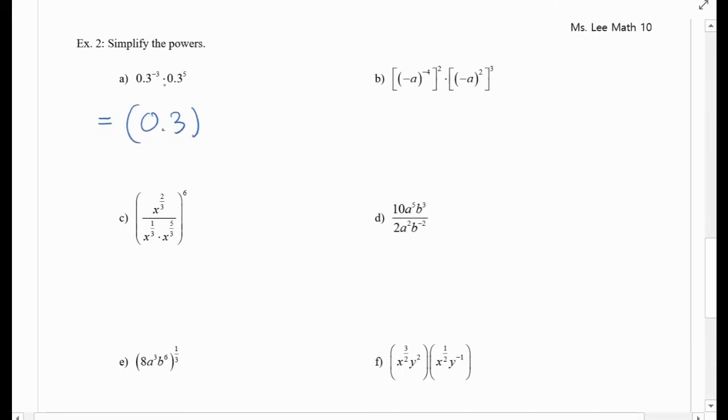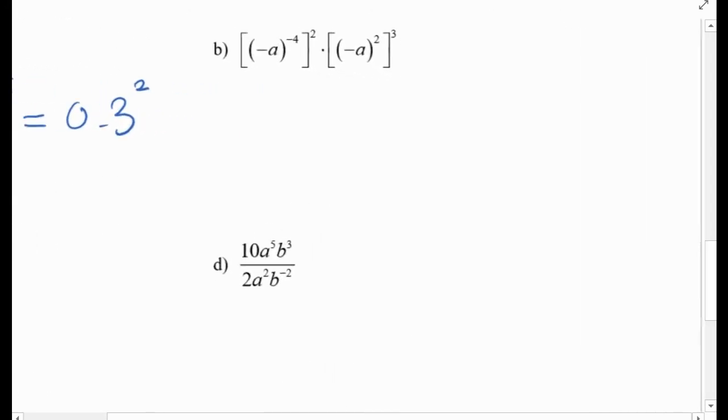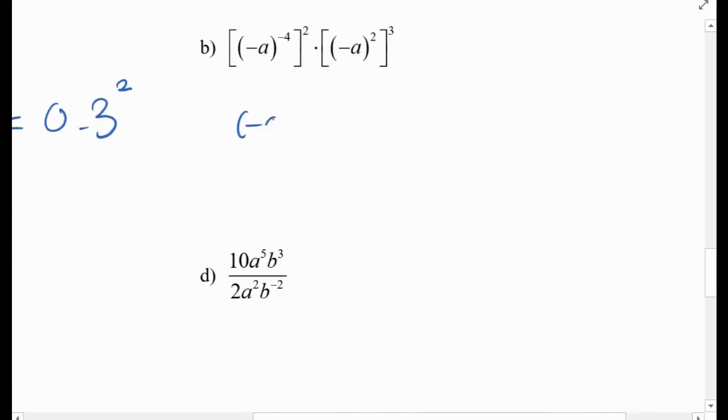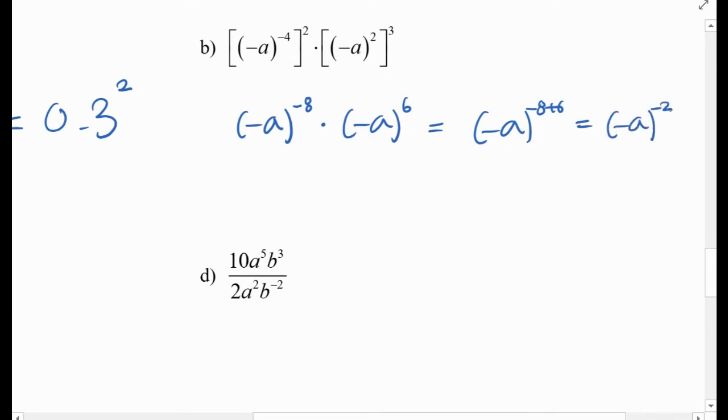0.3, power times power. Add them up. So 0.3 squared. So we can just simplify the power. I'm not going to evaluate it. Negative 8 times, because you multiply those two numbers, negative 6. And now you're going to add those up. And that becomes negative 8 to the power of negative 2.